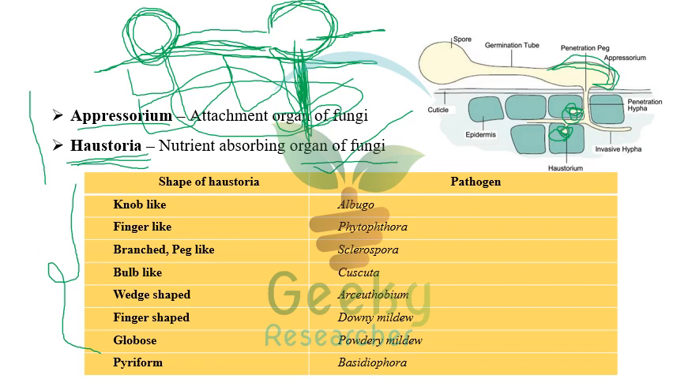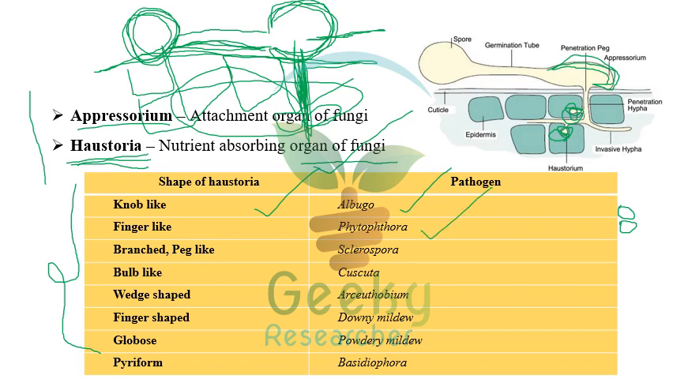We can see here the shapes of haustoria and the pathogens that produce them. Here, Phytophthora starts with knob-like. Knob-like haustoria is produced by Albugo. Knob-like means this kind of structure we can see.